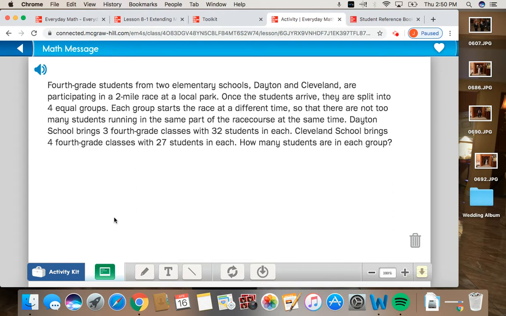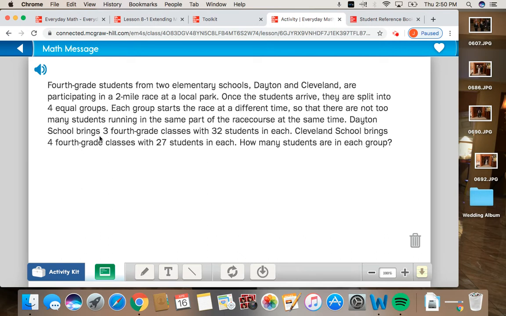Fourth grade students from two elementary schools, Dayton and Cleveland, are participating in a 2-mile race at a local park. Once the students arrive, they're split into 4 equal groups. Each group starts the race at a different time so that there are not too many students running at the same part of the race course at the same time.